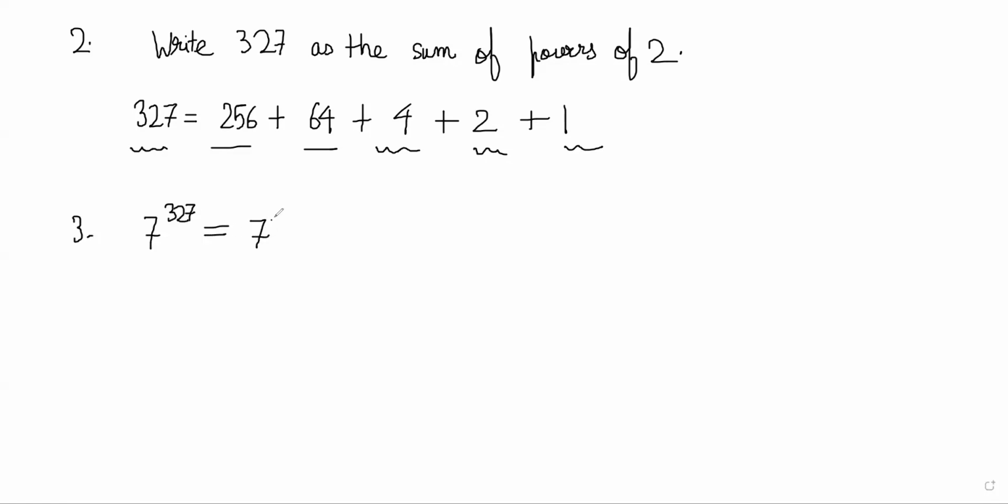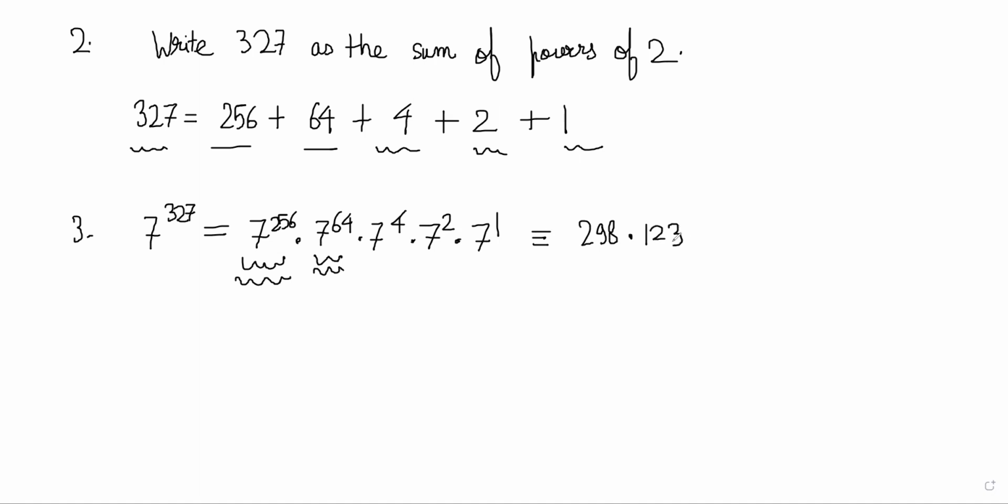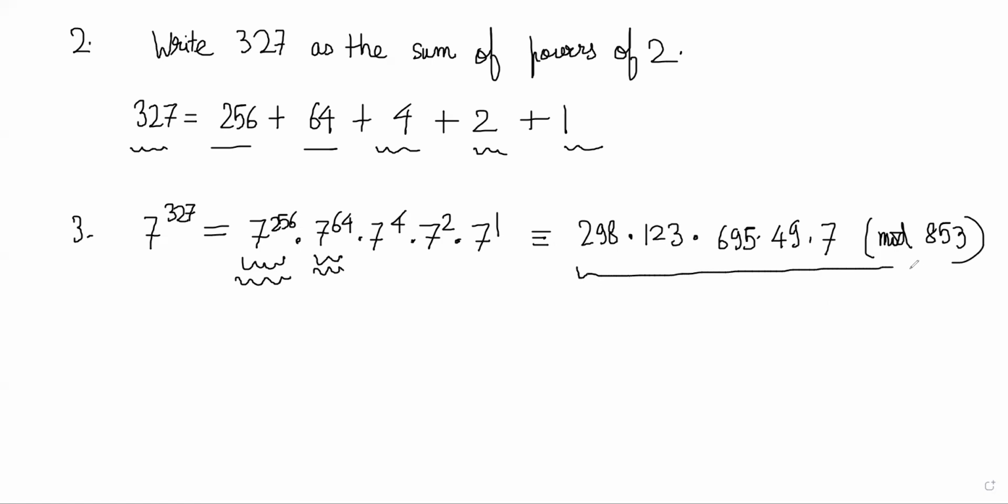So this is equal to 7 power 256 times 7 power 64 times 7 power 4 times 7 power 2 times 7 power 1. And if you take modulo 853 from our table earlier, we know the values of 7 power 256, 7 power 64, all of them modulo 853. So I'll just use that table to write 123, then 695, then 49, and then 7 mod 853, right? We have these values. Now, how do you calculate this?